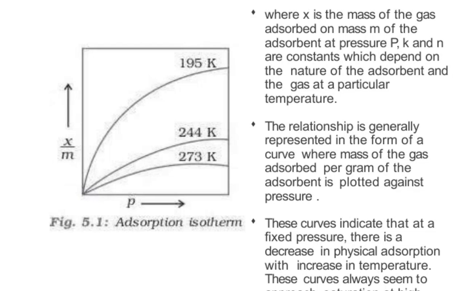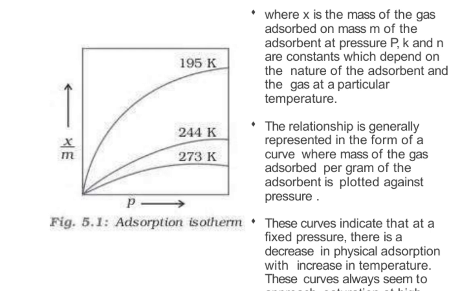Now, let's look at this relationship between the amount of gas adsorbed and the pressure. Here, X represents the mass of gas adsorbed per unit mass of the adsorbent. At a given pressure P, the constants K and N are crucial because they depend on the specific nature of both the adsorbent and the gas, as well as the temperature we're working with. This relationship is typically represented as a curve, where we plot the mass of gas adsorbed per gram of the adsorbent against pressure. These curves give us a clear visual of how adsorption behaves under different pressures.